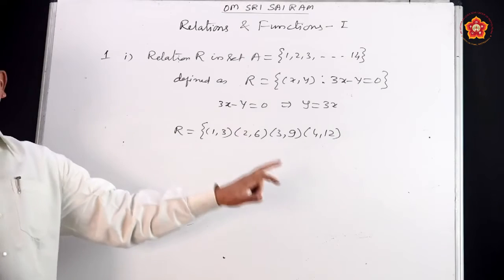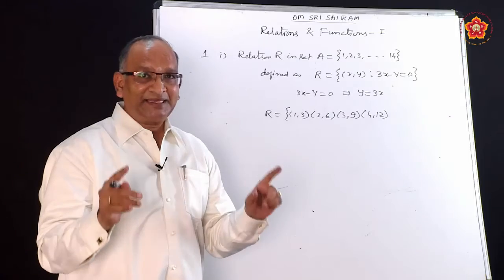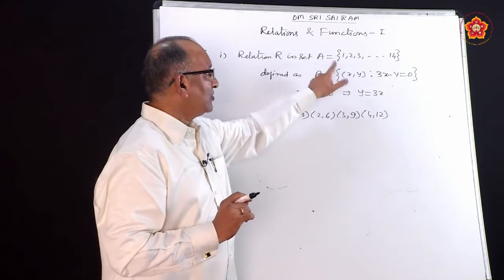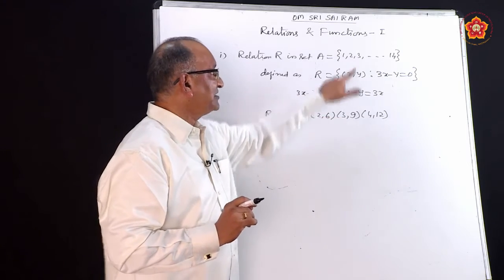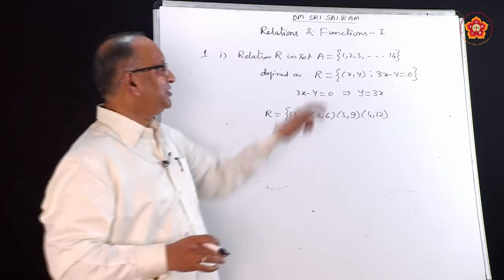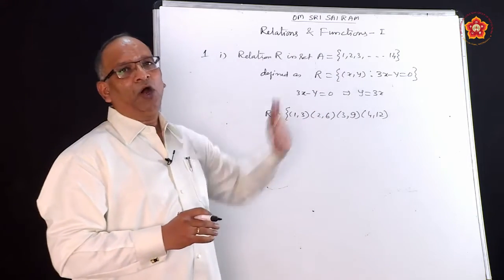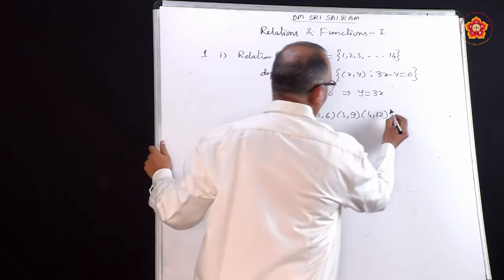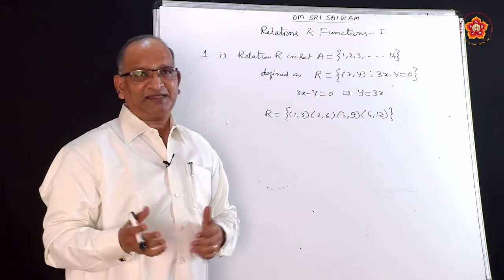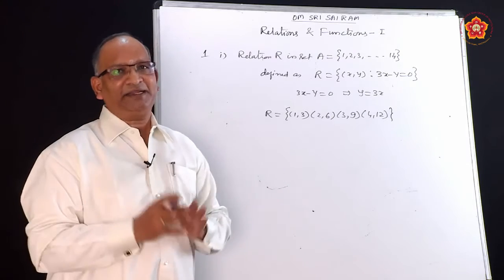You cannot substitute any other number. Why? Because both x and y should be from the same set. Suppose if you substitute 5, you are going to get 5 into 3, 15, which is not there in the set. You cannot simply substitute 0 because 0 is not there in the set. So, these are the only possible ordered pairs of this relation. And now it is very, very easy to say whether it is reflexive or not, symmetric or not, transitive or not. When do we say reflexive?